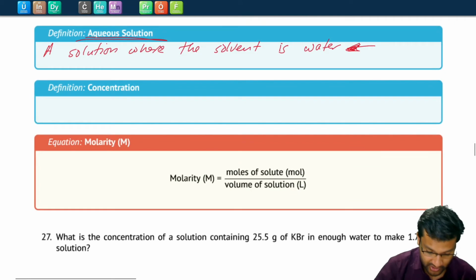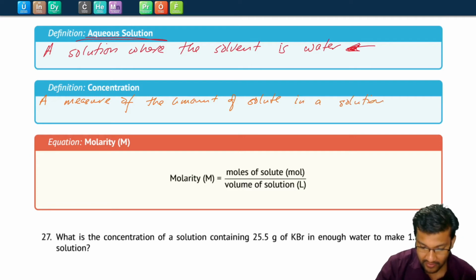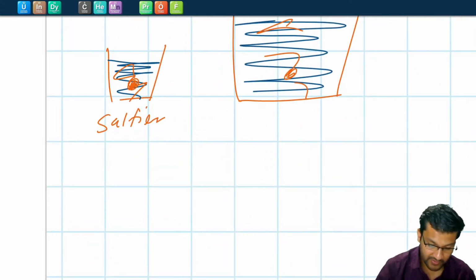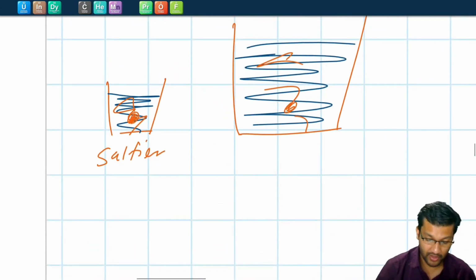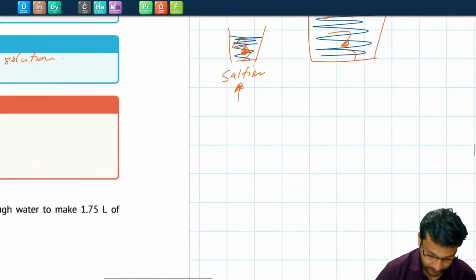And so the fact that they taste differently comes from the fact that their concentrations are different. And so a concentration is simply a measure of the amount of solute in a solution. So in this case, there was more solute per amount of solution in the cup of water than the bucket of water. Or we might say that the concentration of salt in the first solution was higher than the concentration of salt in the second solution.